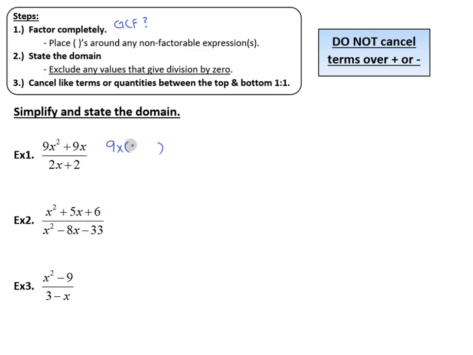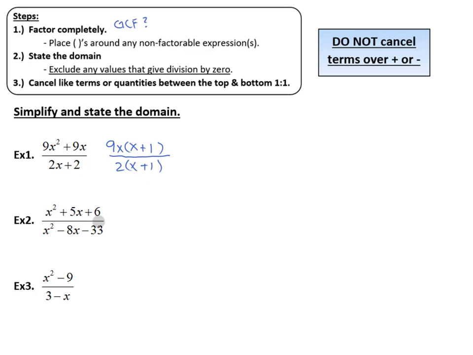Dividing it out of this term leaves me with x. Dividing it out of this term leaves me with positive 1. Okay, so the top becomes 9x over x plus 1. The bottom has a common factor of 2, so we're going to factor out our 2. Dividing it out of each of these leaves me with x plus 1.